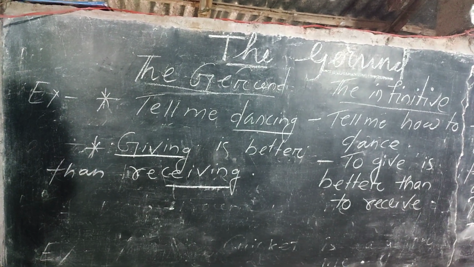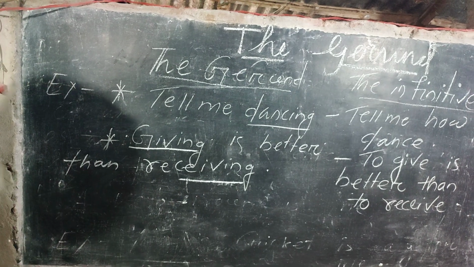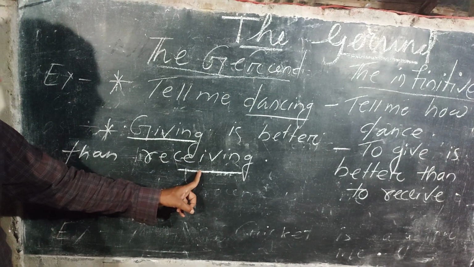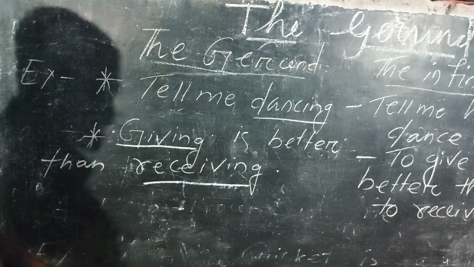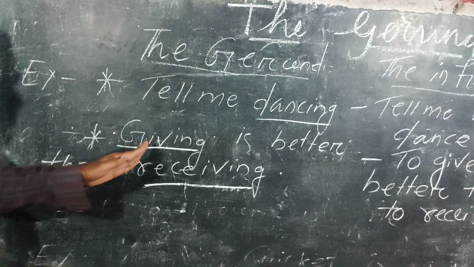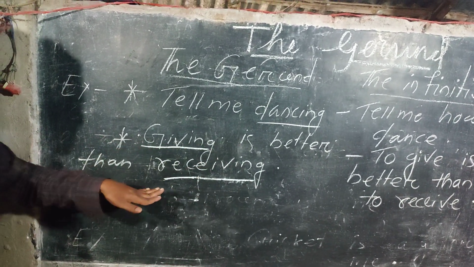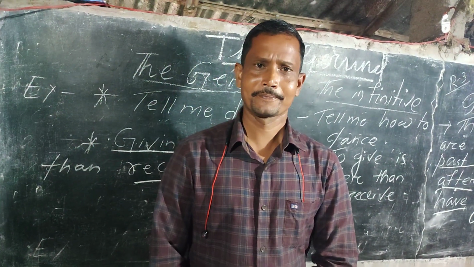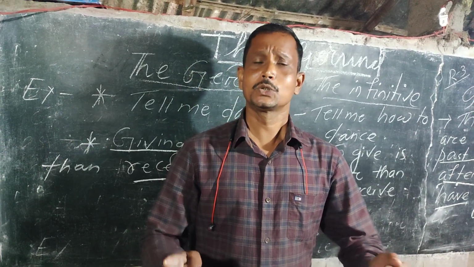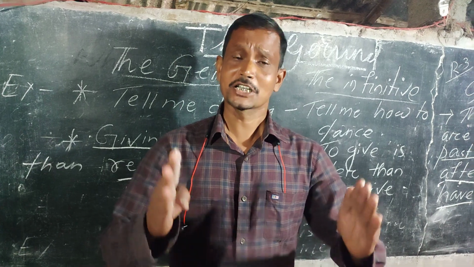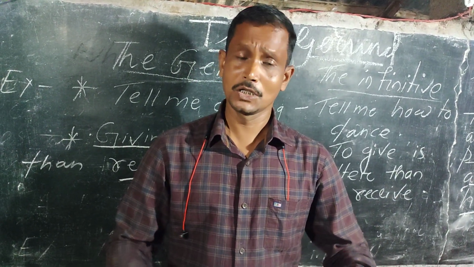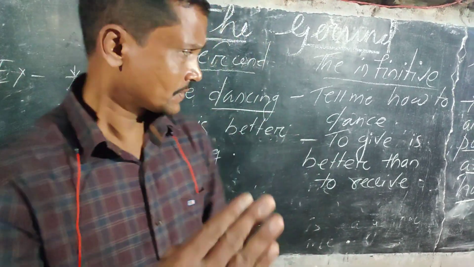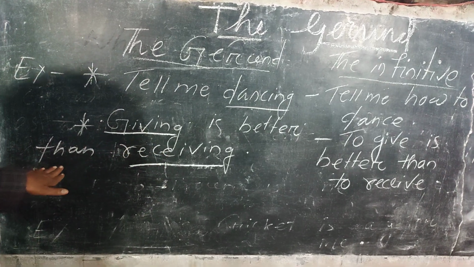Example number 2, giving is better than receiving. Giving here is a gerund and receiving here is another gerund. In this particular sentence, there are two gerunds, giving and receiving. That means, according to Satya Sai Baba, it is better to give. Learn to give, learn to serve, but not learn to receive. So in this way, giving is better than receiving.